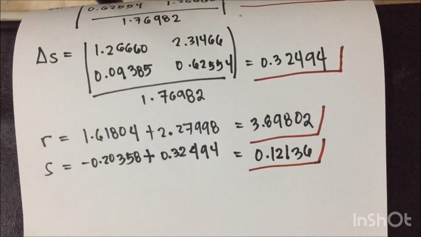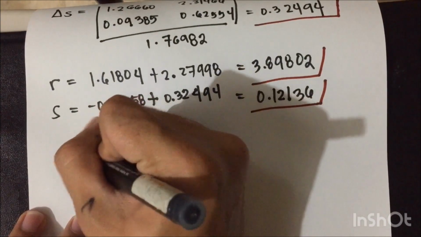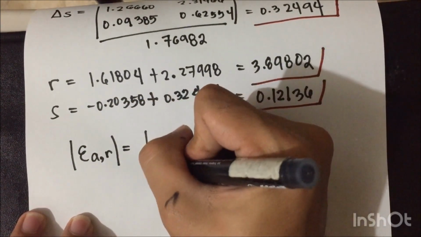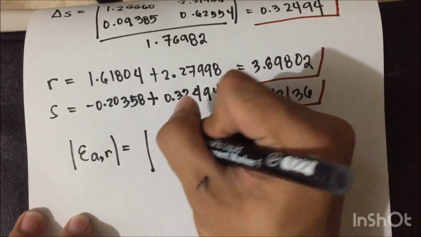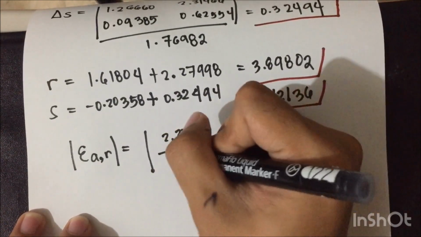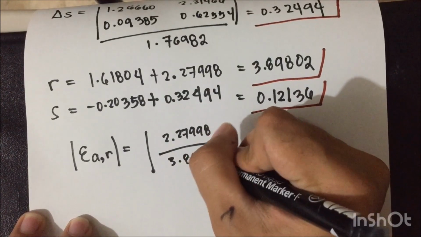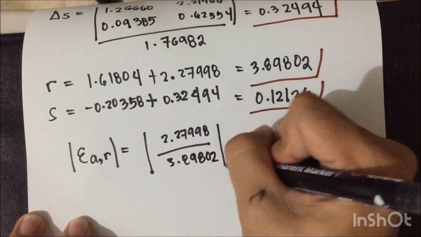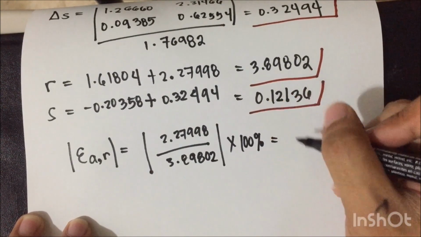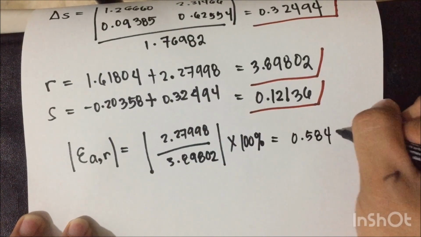And then again, prove natin yan. Absolute value ng ating delta R, which is 2.2798 over bagong value ng R, which is 3.89802 times 100%. Mag-equal yan sa 0.58491.